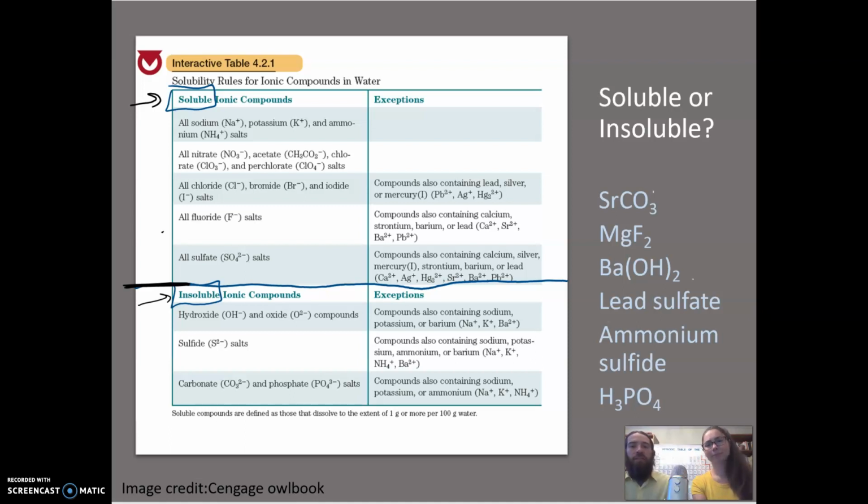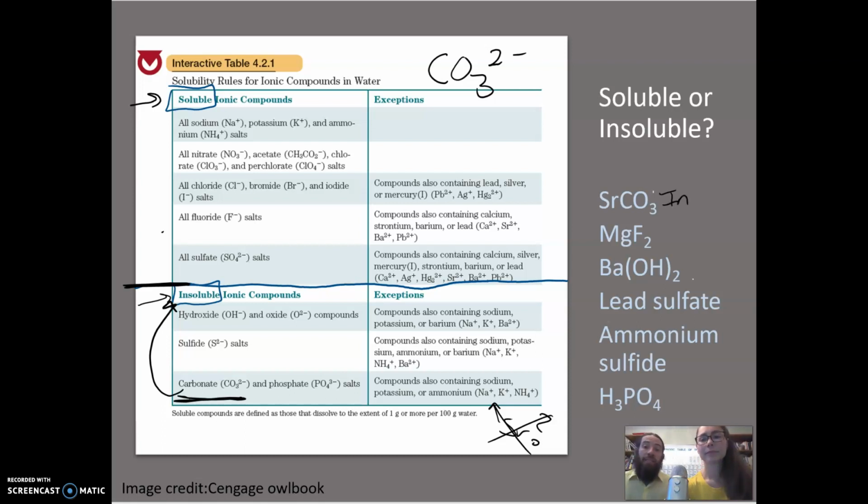So I'm looking at the first compound. This is strontium carbonate. So my anion is the carbonate ion. So I go to my chart and I find it. It's down at the very bottom. So the carbonates are typically insoluble. Well, this is strontium carbonate, so let's see if that's an exception. My exceptions are sodium, potassium, and the ammonium, not strontium. So there's no exception here. This is an insoluble ionic compound.